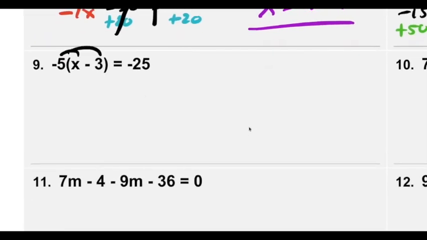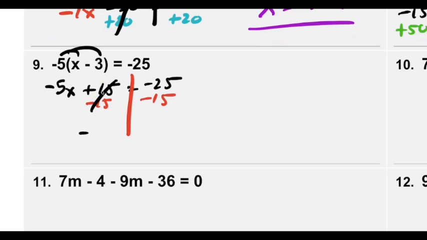More concept. Let's distribute again. So I get -5x plus 15 equals -25. -5 times x is -5x. -5 times -3 is a positive 15. Now we no problem. Equal sign. Get rid of the extra stuff. So minus 15 from both sides.